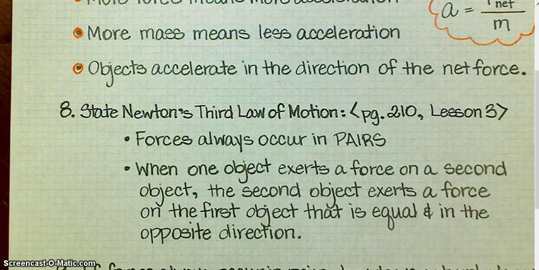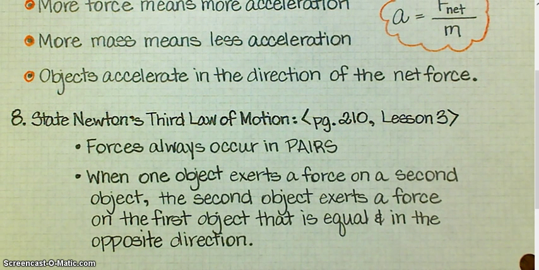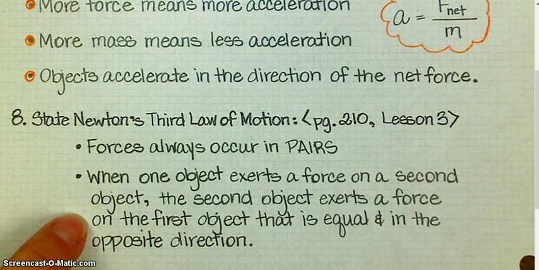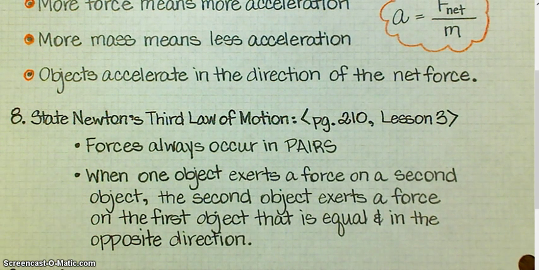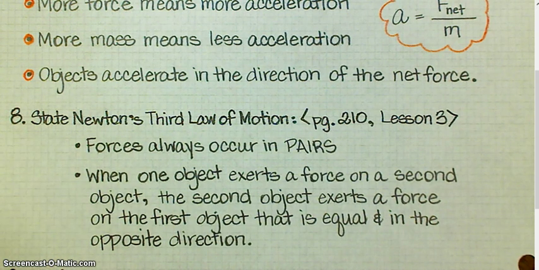All right, so let's go on to number 8, and let's talk about Newton's third law of motion. Right here is actually the statement of Newton's third law of motion. When one object exerts a force on a second object, then the second object exerts a force on the first object that's equal and acting in the opposite direction. So forces always occur in pairs. For instance, think about a batter in a baseball game hitting a ball. The bat exerts a force on the ball, but the ball also exerts a force back on the bat.